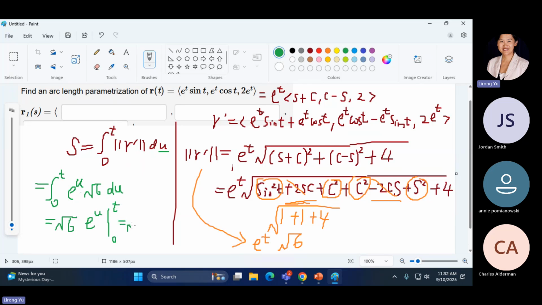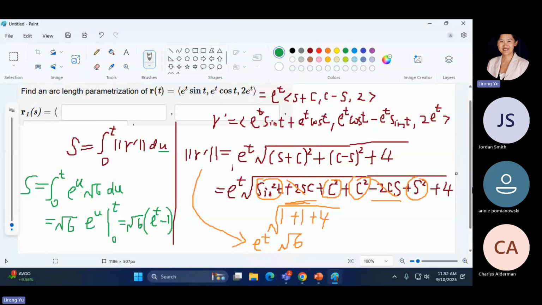So you're going to have root of 6. Okay, and then e to the t replaces the u. Also 0 replacing u, that will be e to the 0. E to the 0 equals 1, so that's e to the t minus 1. So there we have it. So s is equal to root of 6 times e to the t minus 1. We have to substitute the t.